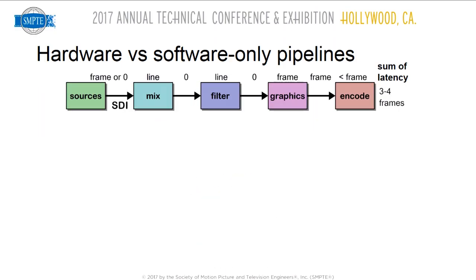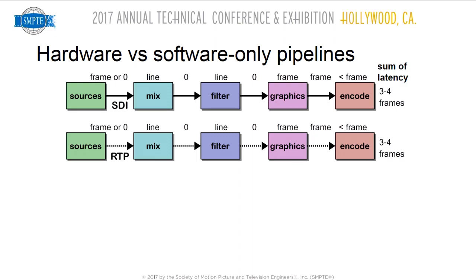An example of that is, if I had an SDI workflow where I have sources, I'm doing a mix, applying a filter, doing some graphics, and then going into an encode stage. If those are all currently separate devices interconnected with SDI, then some of that processing, DVE for example, is going to have a frame's worth of latency. And then with the real-time nature of the SDI stream, I'm going to have to wait a frame before I get it into the next device. This is the same if we move to RTP streams.